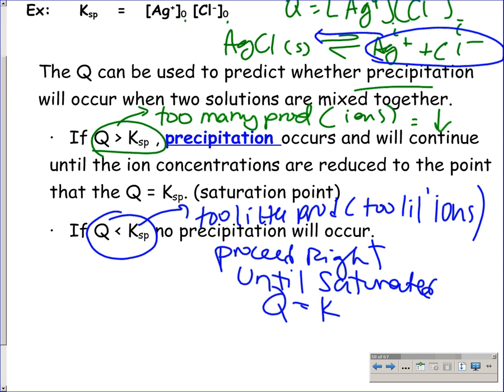The initial conditions want to equal equilibrium eventually, so Q and K want to be equal. If we need to cause precipitation for that to happen, it'll happen. If you need to dissolve more stuff for it to happen, it's going to happen. It's going to stop once it reaches that saturation point. So give me a term that would describe too many ions in solution. We just said it. Supersaturated. Okay. And then this one would be unsaturated. And then this one would be saturated.